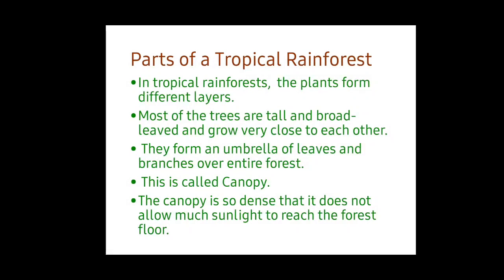In the rainforest, it receives more water and sunlight, so the plants can grow very high and very close. And the trees are so close that they form an umbrella-like structure by combining nearby trees, with the help of leaves and branches, and this structure is called the canopy.